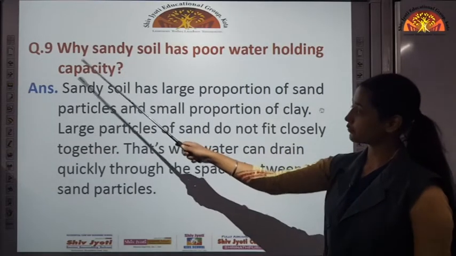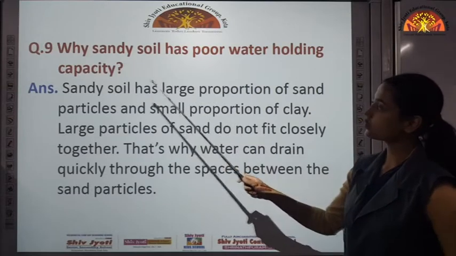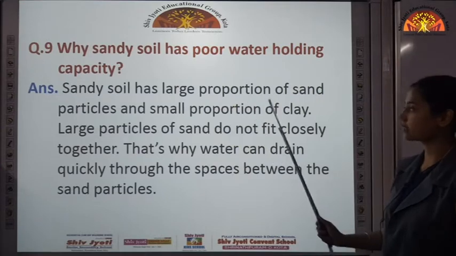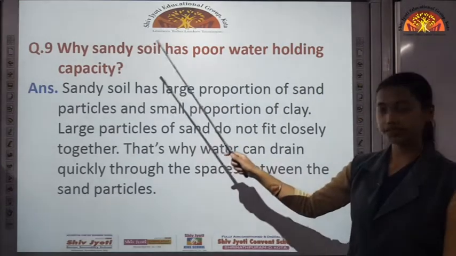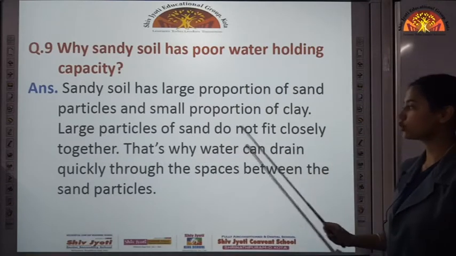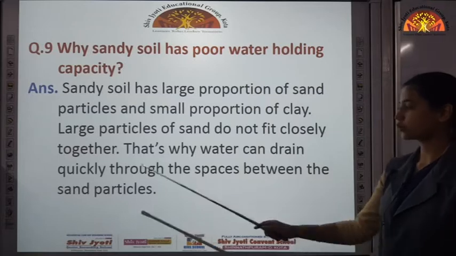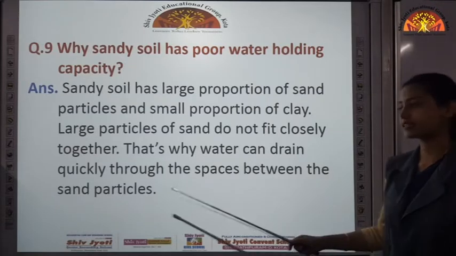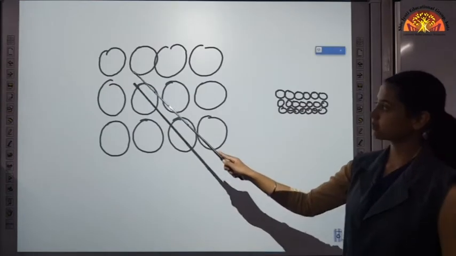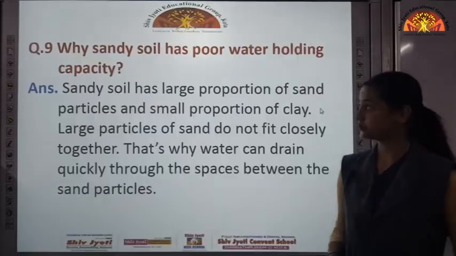Then question 9, why does sandy soil have poor water holding capacity? Sandy soil has a large proportion of sand particles and a small proportion of clay. As the name suggests, it has more sand particles. Then large particles of sand do not fit closely together. That is why water can drain quickly through the spaces between the sand particles, as we have discussed twice. Because of the more spaces, water cannot be held here.